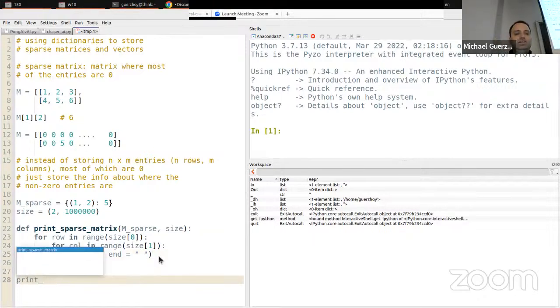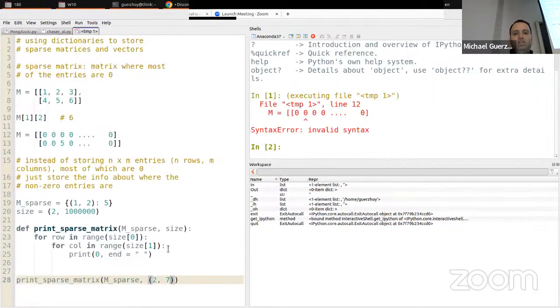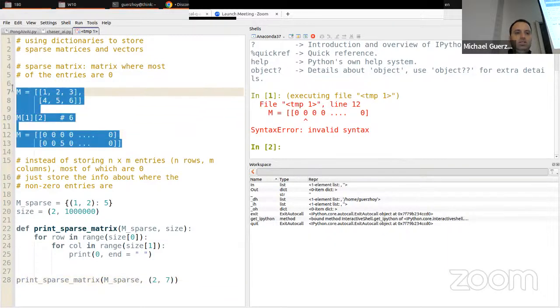So I try this. I'll say m sparse, and I'll give the size as whatever, 2 by 7 for now. So I run this, and that of course is a problem. So I'll comment this out.